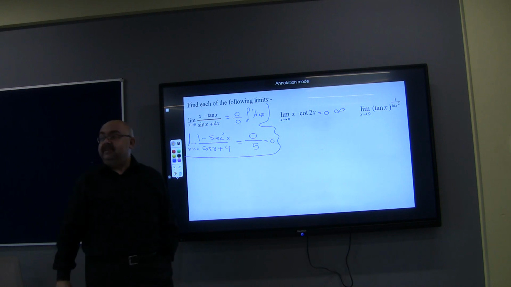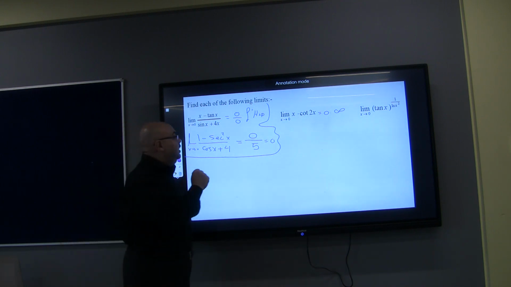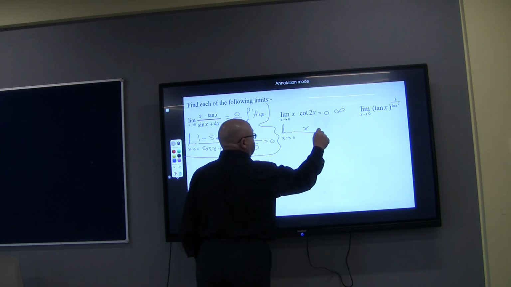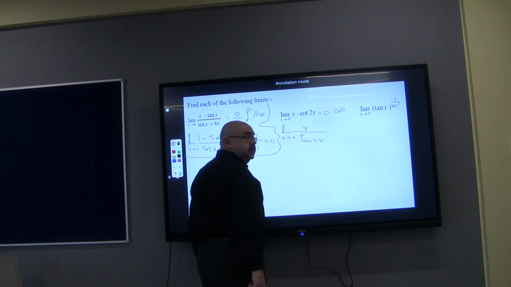You can't use L'Hopital directly. So what if we put it this way? Limit x tends to 0 of x divided by tan 2x. Can we put it this way?